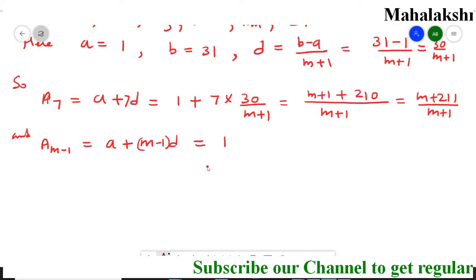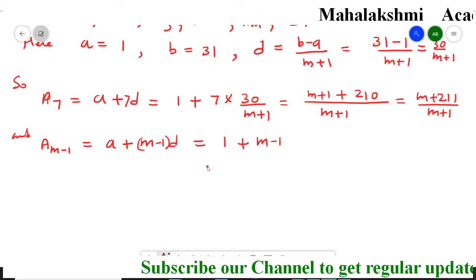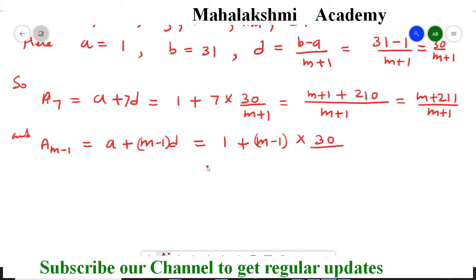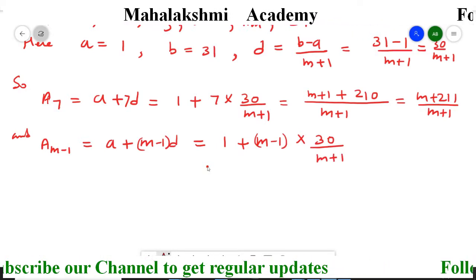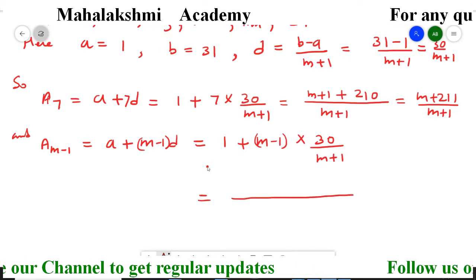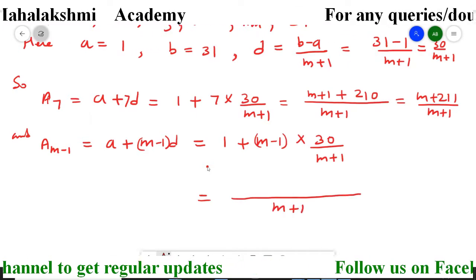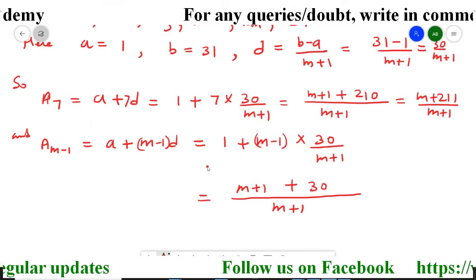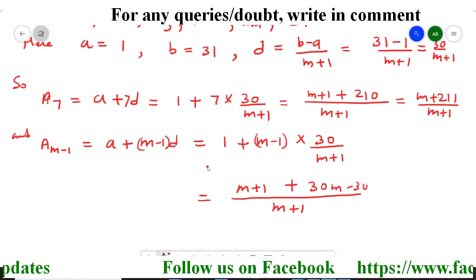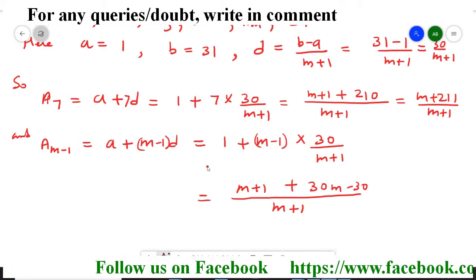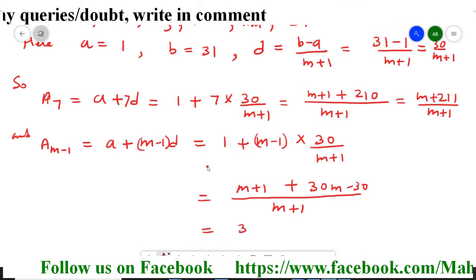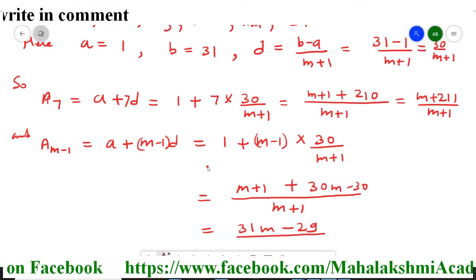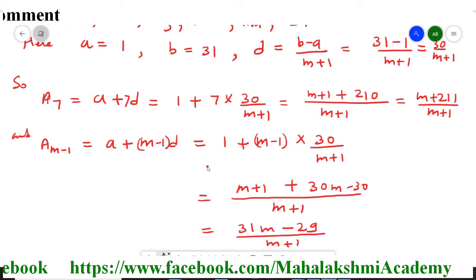So what is A here? A is 1, M minus 1 as it is, and the common difference is 30 upon M plus 1. Now here again we will take the LCM, which is going to be M plus 1. So M plus 1, plus we will open it, so we will get 30M minus 30. Now in the next step it is going to be 31M minus 29 upon M plus 1.